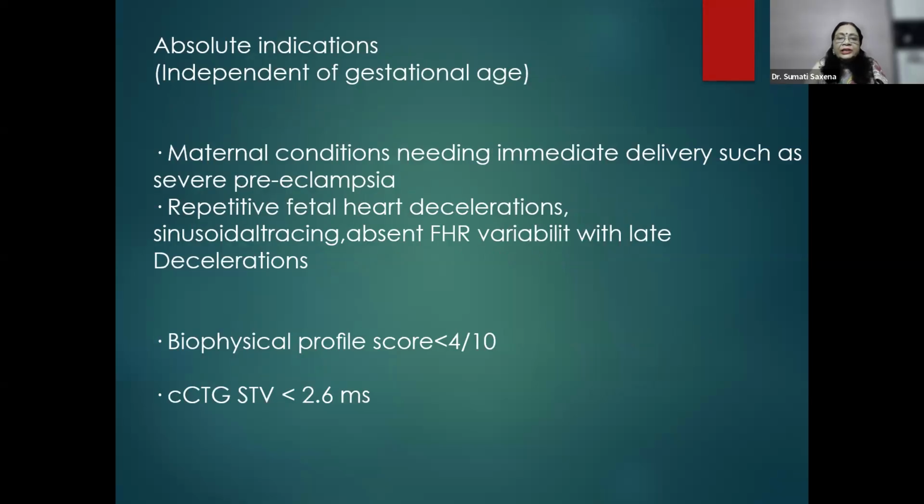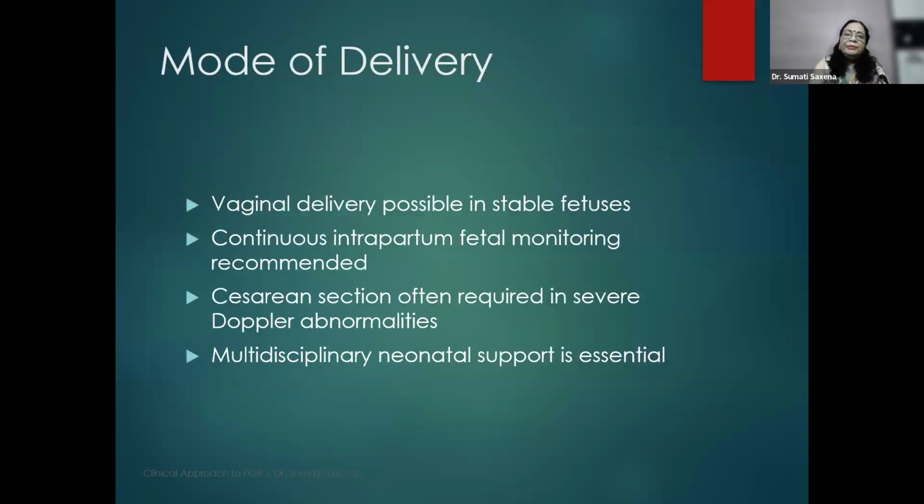So there are some absolute indications independent of gestational age. In the maternal condition needing immediate delivery, such as severe preeclampsia, or in cases of abruptio placenta, because of the high blood pressure, you have to do delivery. Or in cases of repetitive fetal heart deceleration, sinusoidal tracings, absent fetal heart variability with late deceleration. In all these cases, you have to deliver the fetus. And if the biophysical profile is less than 4 out of 10, or in computerized CTG, STV, that is short term variability, is less than 2.6 ms, then in these cases you have to deliver the baby.